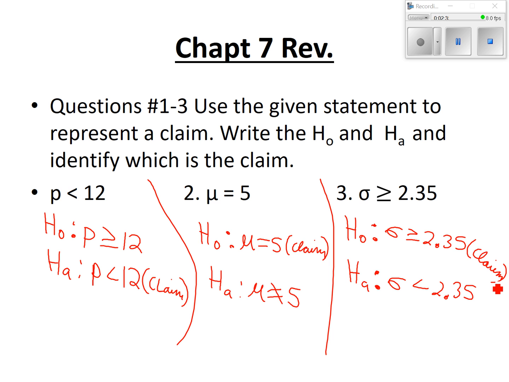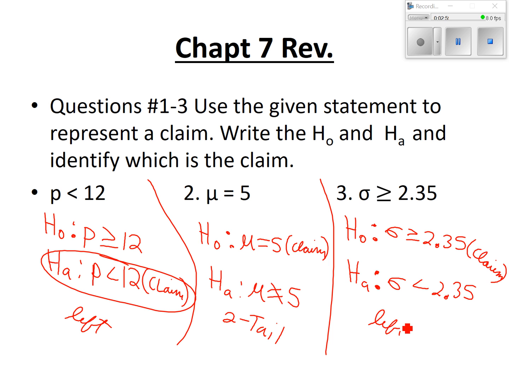One other thing to remember as we go through the other problems: you're looking at your HA each time. What does this tell us about our graph? It's left-tailed. This one tells us it's two-tailed. And this one tells us it's left-tailed again. The point goes towards which side it is, whether left or right, and if it's not equal to, it's two-tailed.